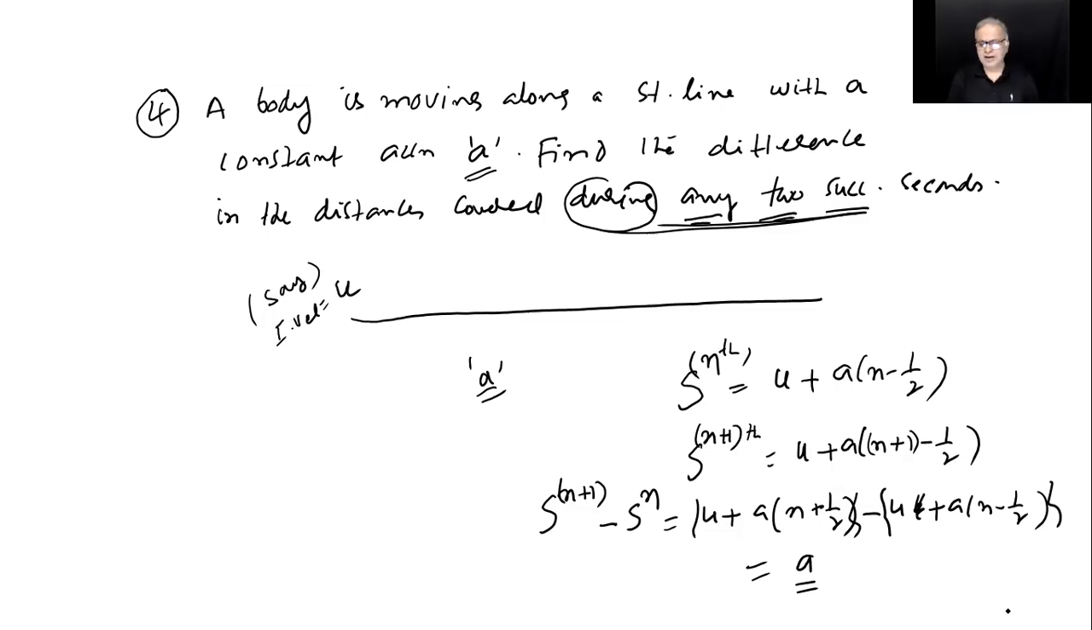So Amar, check it again. Look, A by 2 here plus A by 2 there, it will be A. Everything else gets cancelled.